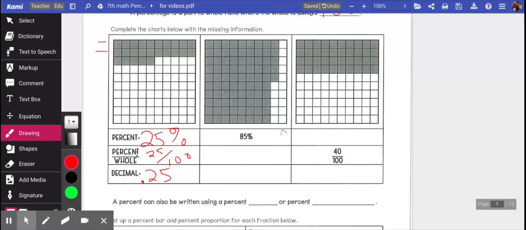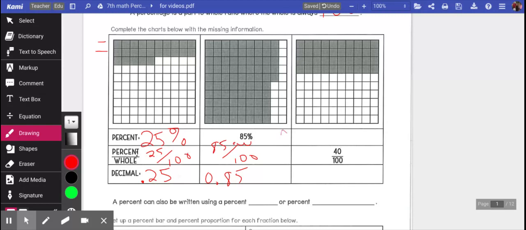The next one, they already tell you that it's 85%. So that would be 85 over 100. And then you can either read that as 85 hundredths, and you can have a 0 in front if you want. It's not wrong if you don't. Another way I do it is with the percent. You move your decimal back 2 spaces. So it would be right here. So that's how we get 0.85.